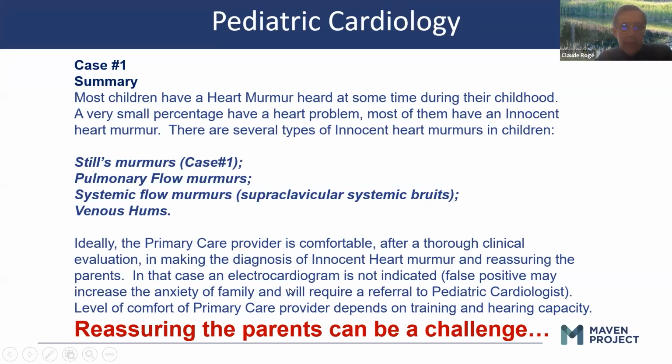So in summary here, most children have a heart murmur heard at some time during their childhood. So if you are going to see children in your practice, you are going to see this on a regular basis, okay? A very small percentage have a heart problem. Most of them have an innocent heart murmur. There are several types of innocent heart murmur in children. This is the one we discussed, that's a Still's murmur. It could also be the pulmonary flow murmur, systemic flow murmur, also called supraclavicular systemic bruit, or venous hums, okay?